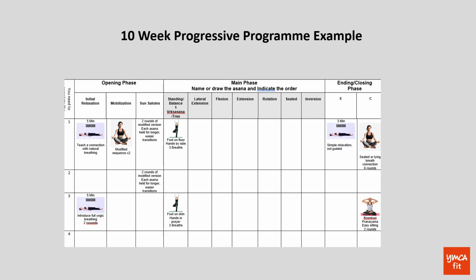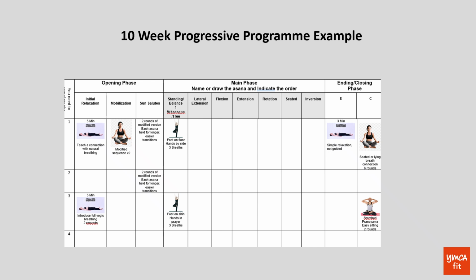You then add an image. Again, if that image doesn't best represent what the asana looks like, you can add some bullet points in text underneath, as well as adding in how many breaths you're holding it for. For the ending and closing, find an image that best represents Shavasana, and again, a few bullet points outlining what you're teaching at that particular week underneath.